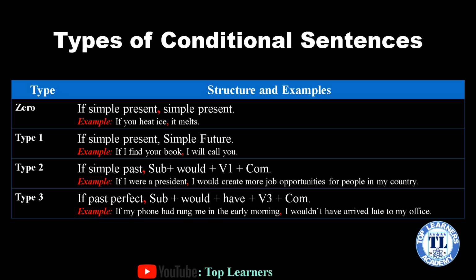Examples: type 0, if you heat ice, it melts. Type 1, if I find your book, I will call you. Type 2, if I were a president, I would create more job opportunities for people in my country. Type 3, if my phone had rung me in the early morning, I wouldn't have arrived late to my office.